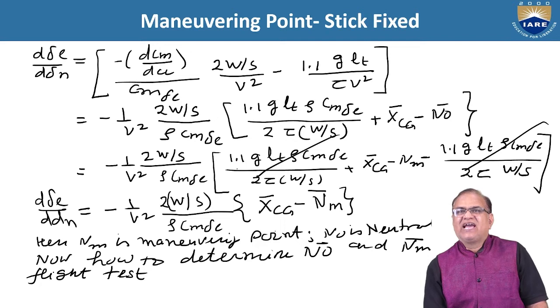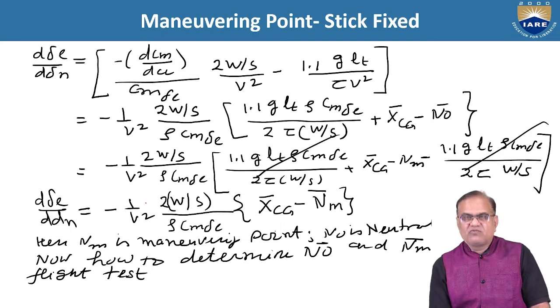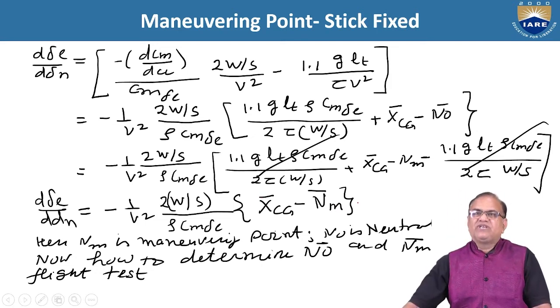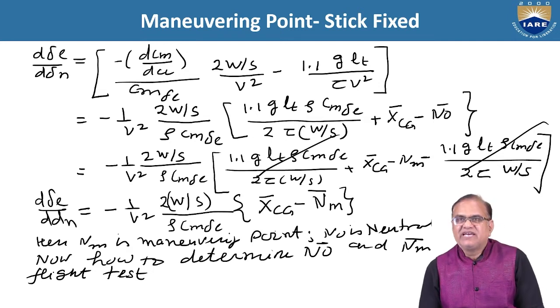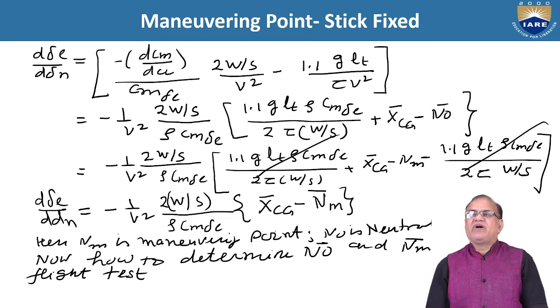So this cancelled. So d delta E by dn is equal to 1 by V square, minus 1 by V square, 2 W by S rho Cm delta E, XCG minus Nm. So here Nm is the maneuvering point, N0 is the neutral point. Now, how to determine the neutral point and the maneuvering point?